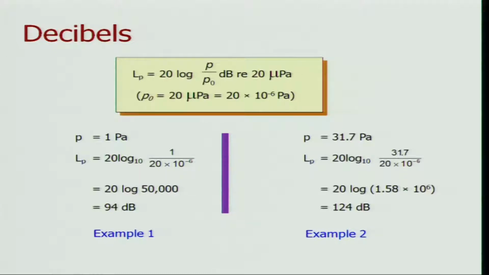In another case, P is 31.7 pascals. So again I calculate 20 log 10 of 31.7 over 20 times 10 to the power of minus 6. And I do all the math and I get 124 decibels of sound.